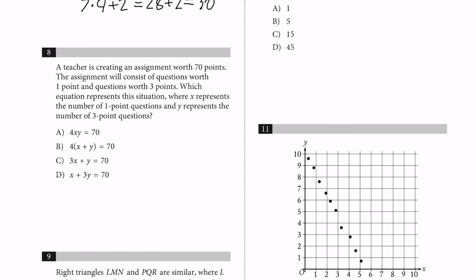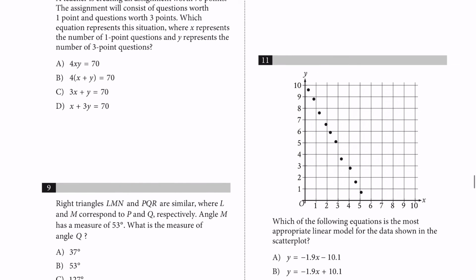A teacher is creating an assignment worth 70 points. The assignment will consist of questions worth 1 point and questions worth 3 points. Which equation represents the situation where x represents the number of 1 point questions and y represents the number of 3 point questions? So one very quick and easy way to get through this question is, if x is the number of 1 point questions and I know the assignment is worth 70 points, I could have 70 1 point questions and 0 3 point questions.